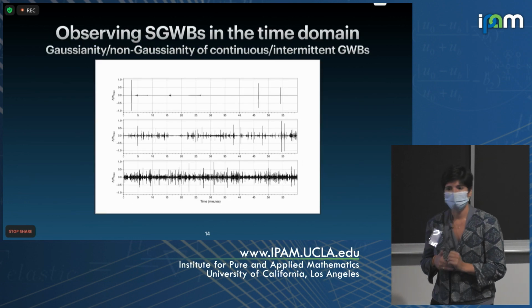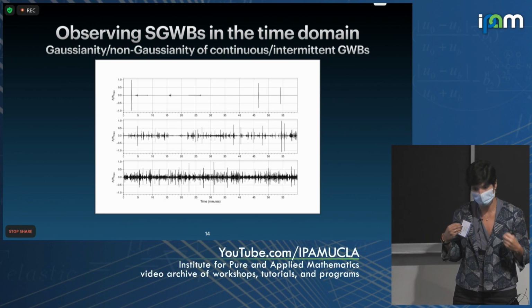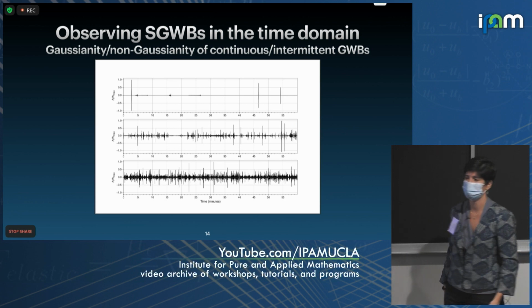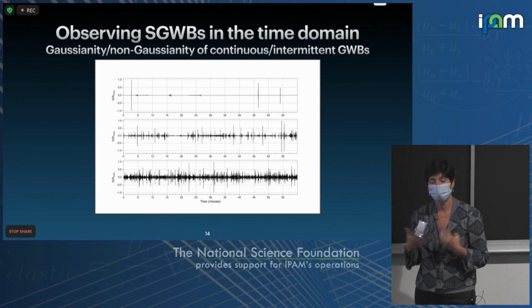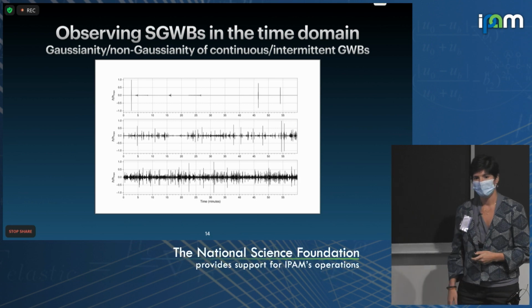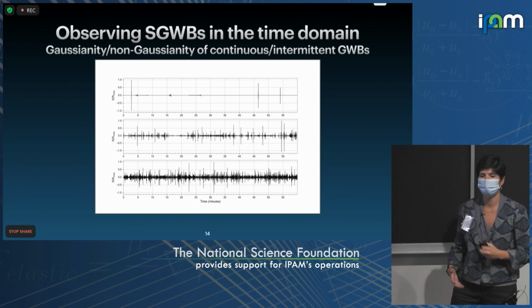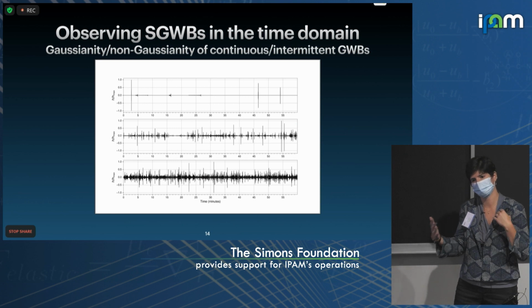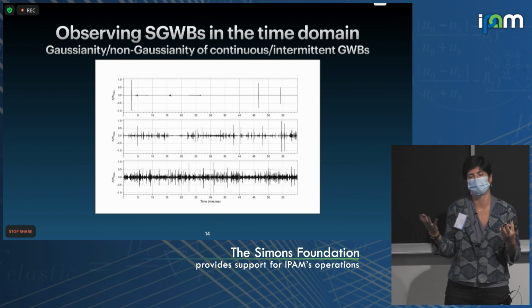So let's dive into the characteristics of these backgrounds, specifically pertaining to how we go about detecting them. So one interesting thing to look at is how do these backgrounds behave in the time domain? So specifically, are these backgrounds Gaussian, or are they actually non-Gaussian, i.e., in the time domain, this translates into are they continuous, or are they intermittent, or popcorning?